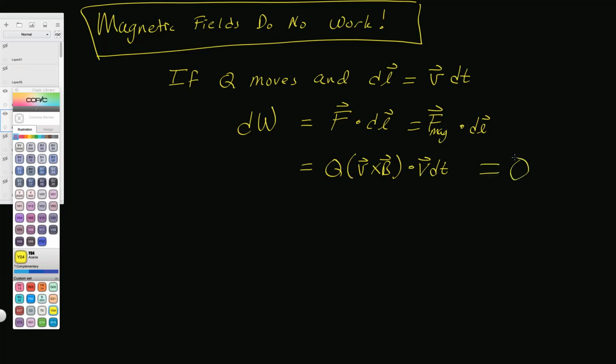Why? Because V cross B is perpendicular to V. It sure is. And so when you dot it with V, whatever V cross B is, you get 0, right? Okay. It cannot do work.